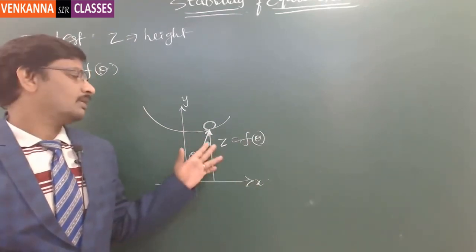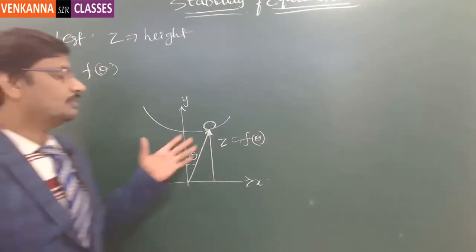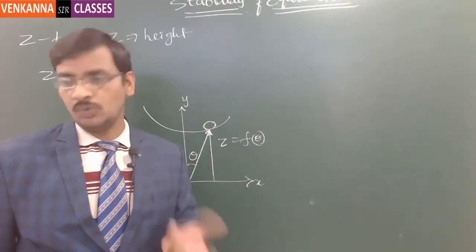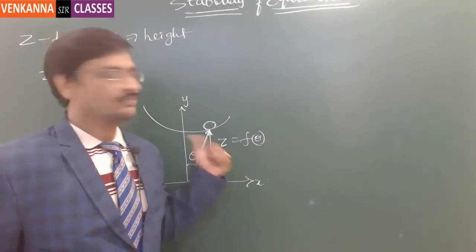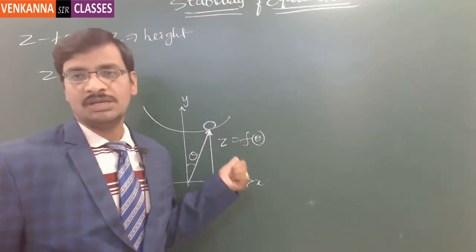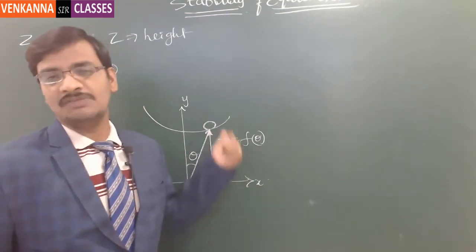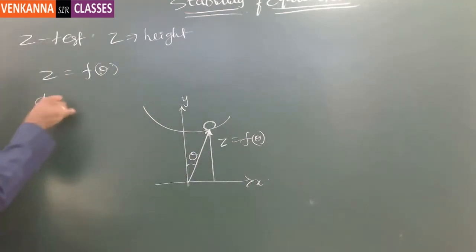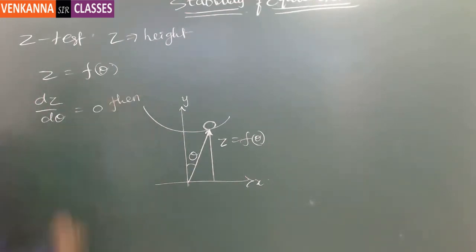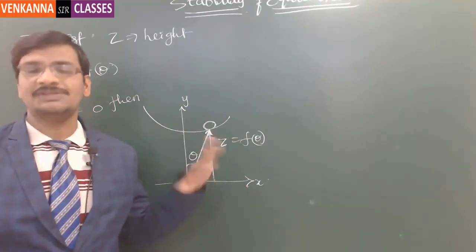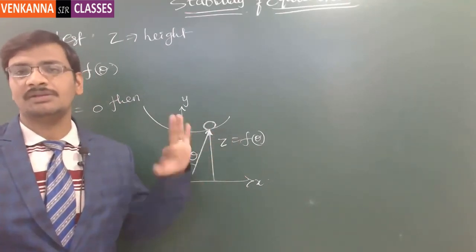Now this Z test is purely applicable when there is a force of gravity only. In that case, the Z test is very useful for us. If Z is more, then the stability will be unstable. If Z is less, then the stability will be stable. Now here, if Z is equal to f of theta, and I make dz by d theta equal to 0, then we can find out whether the Z value is maximum or minimum. If Z is max, unstable. If Z is min, it is stable.